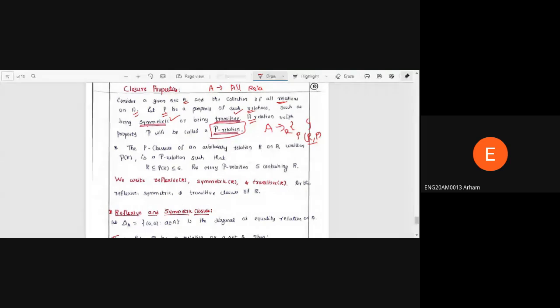Okay, so now what is this P closure then? The P closure of an arbitrary relation. Arbitrary relation means any relation. I may choose arbitrarily any number, so like that, arbitrarily I may choose any relation. As you know, on a given set, many relations are possible. So out of that, I may choose any arbitrary relation R on the given set A.